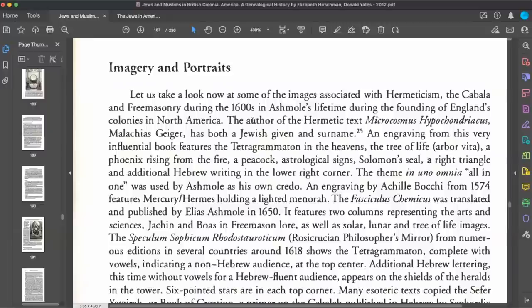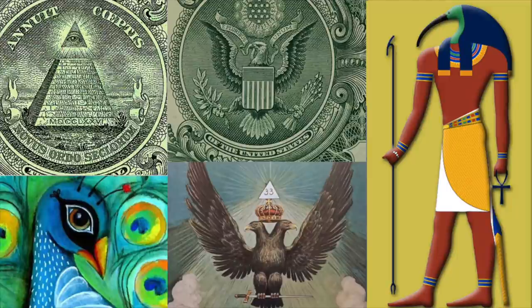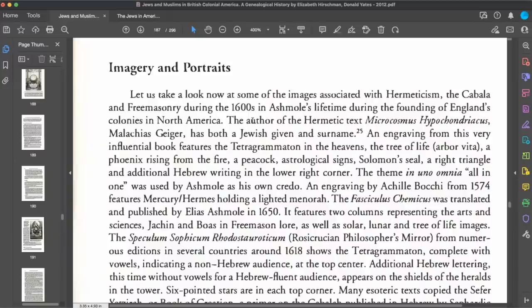Malachi Geiger. An engraving from this very influential book features the tetragrammaton in the heavens, the Tree of Life, Arbor Vita, a phoenix rising from the fire, a peacock, astrological signs, Solomon's seal, a right triangle, and additional Hebrew writing in the lower right corner. The theme in uno omnia, all in one, was used by Ashmole as his own credo.